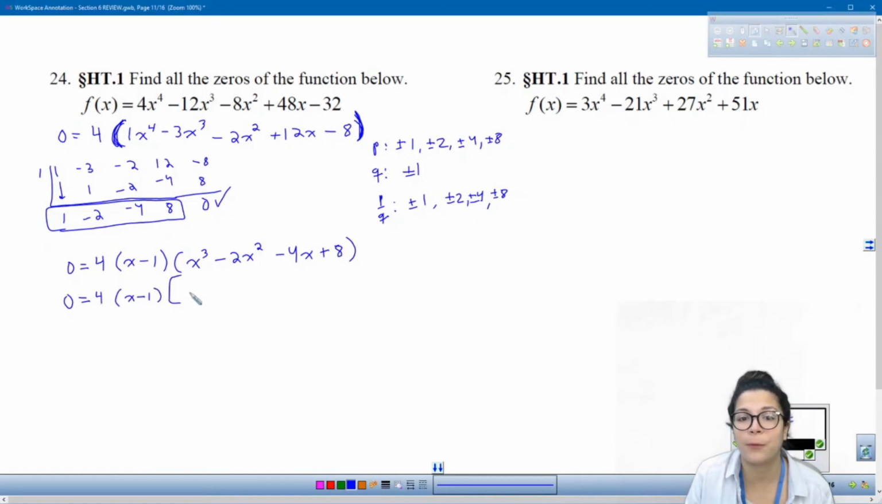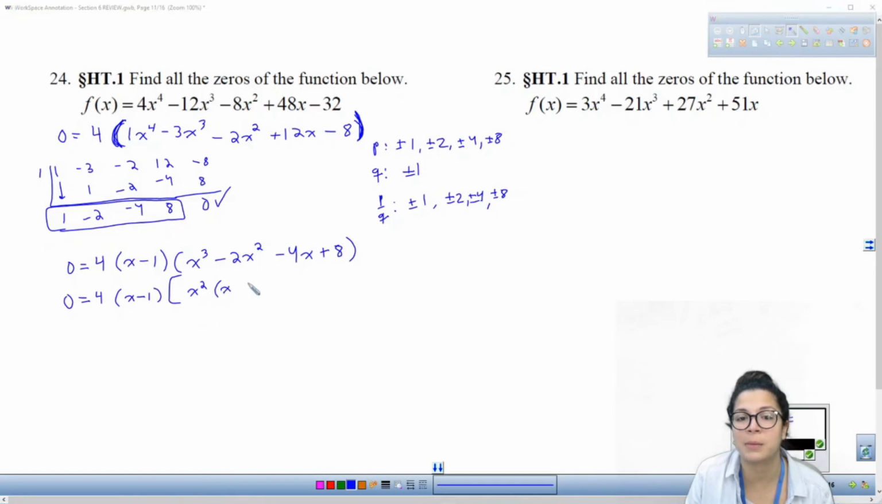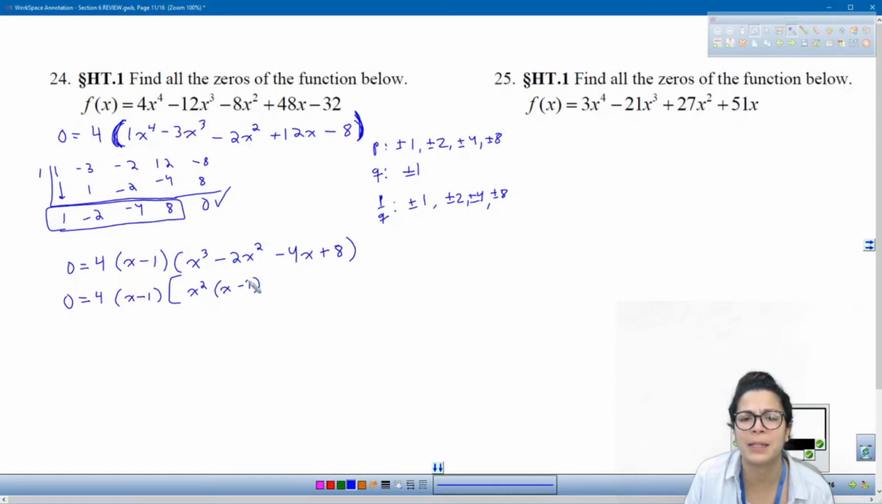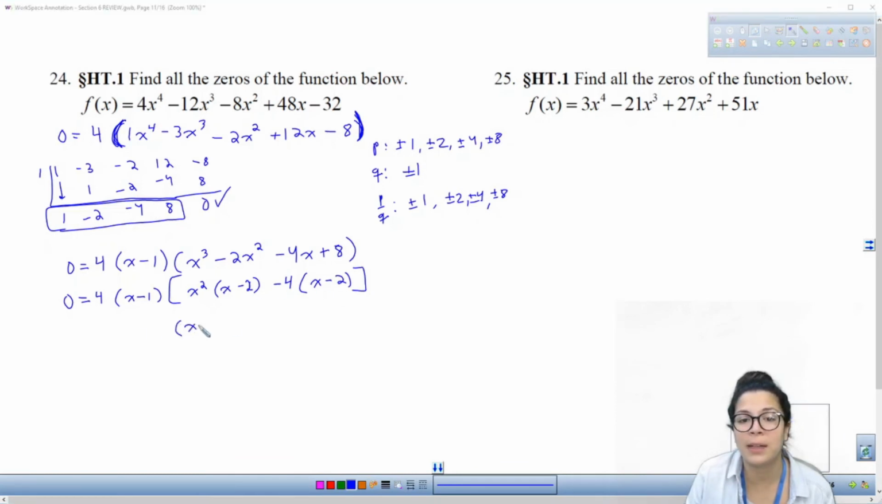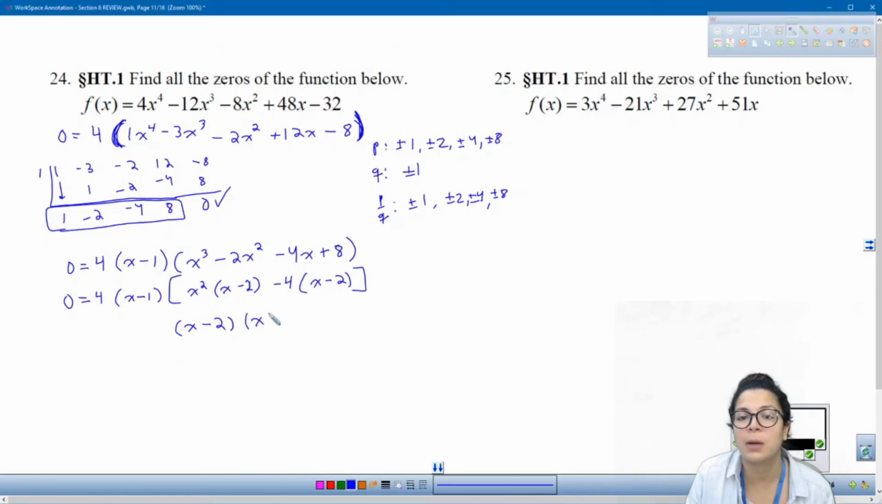Okay, factoring out from the first two, we could factor out x squared. We get x minus 1 times x minus 2. And then factoring out from the last two, we could factor out negative 4. We get x minus 2. So yes, group factoring works. We get x minus 2 on both, so that means we could factor out the x minus 2, and we get x squared minus 4.